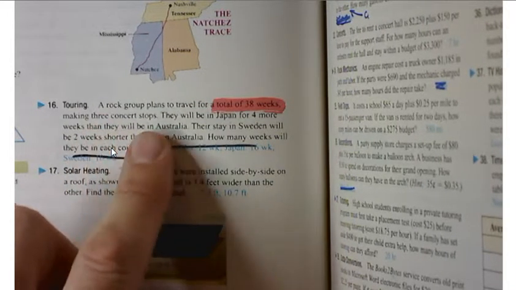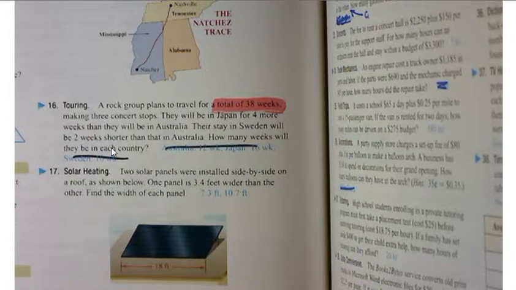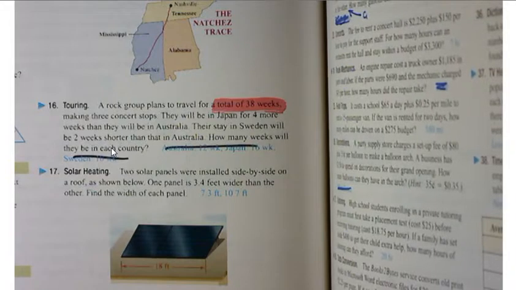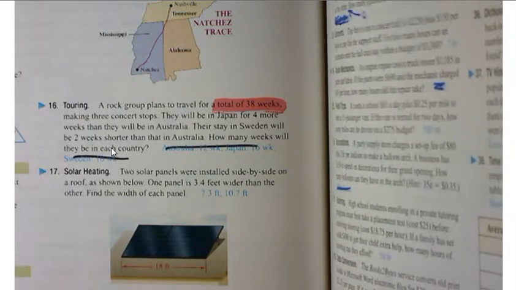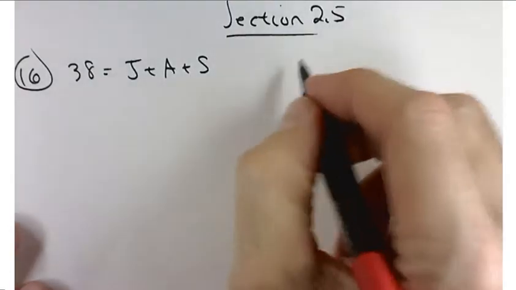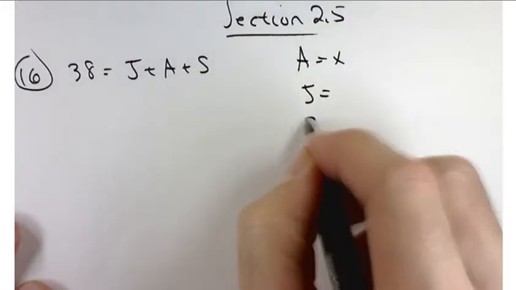It says they will be in Japan 4 more weeks than they'll be in Australia. Their stay in Sweden will be 2 weeks shorter than that in Australia. So they keep on telling you about their stay in other countries compared to what? Compared to Australia. So let's let Australia be X. Let's just choose Australia to be X. And then we have Japan and Sweden.